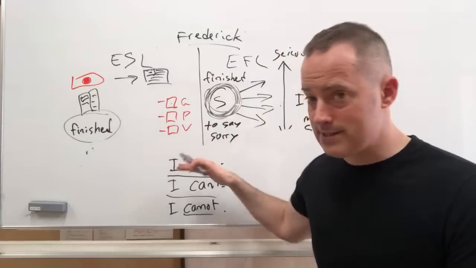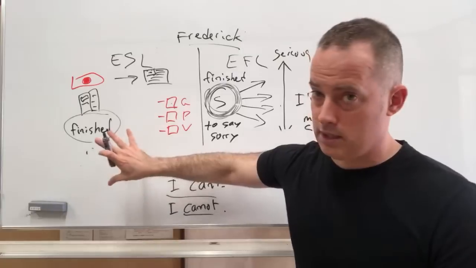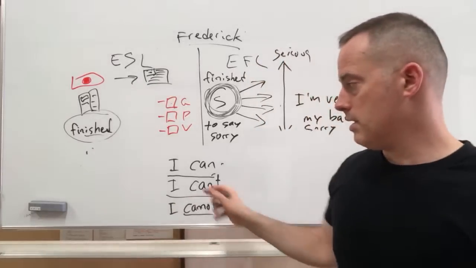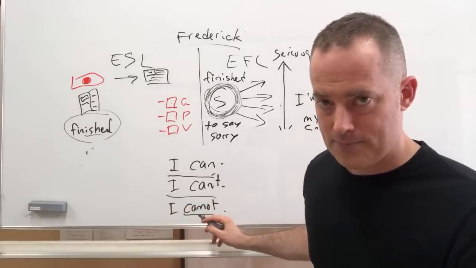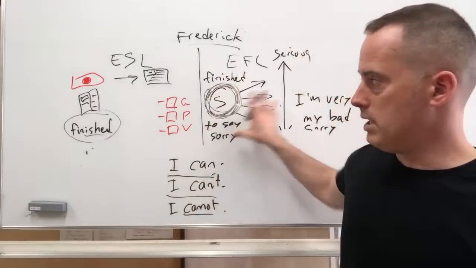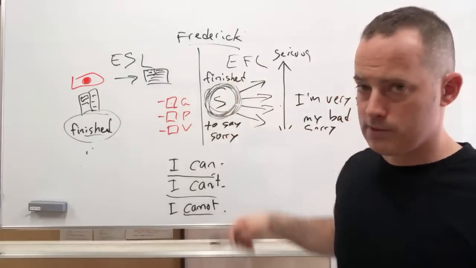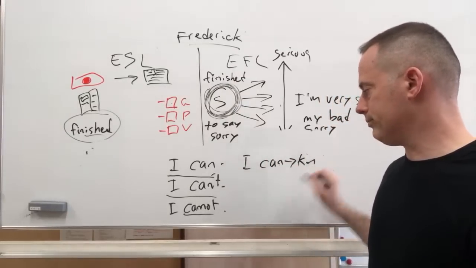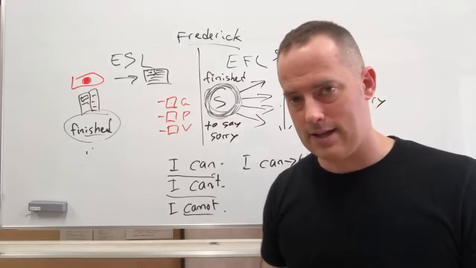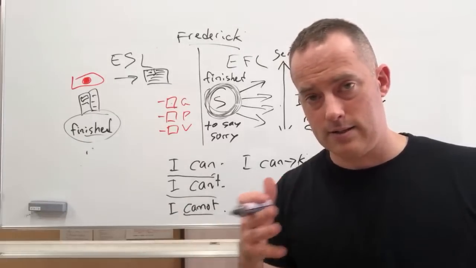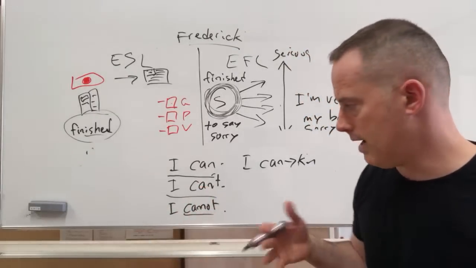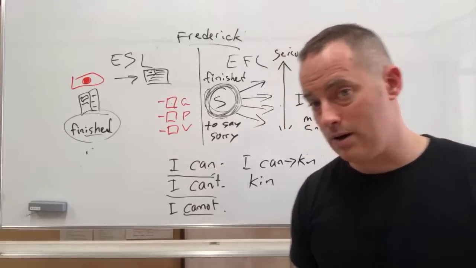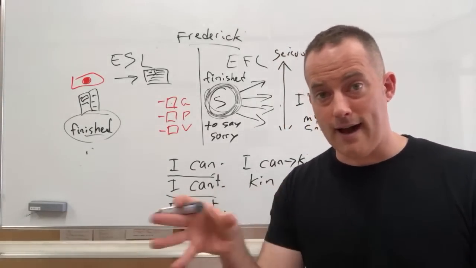So for listening, for hearing these things, even native children are getting the same kind of basic textbook examples. So I can, I can't, I cannot. But the difference is natives begin learning more like English as a first language approach, they're hearing it more like I can becomes kin. Instead of I can, they're saying I kin. I kin go tomorrow. And you will hear it even faster than that.